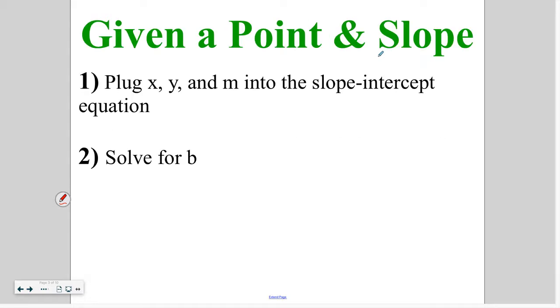First case we're looking at is given a point and a slope. If you have this information, you're going to plug in the x, the y, and the m into the slope-intercept equation, and then you are going to solve for the b value. Once you have b, you are able to use m and b to write the equation.